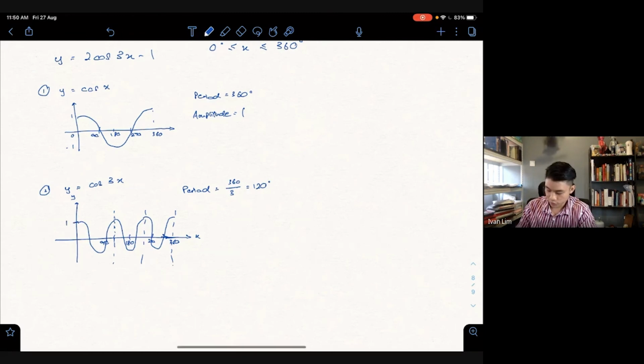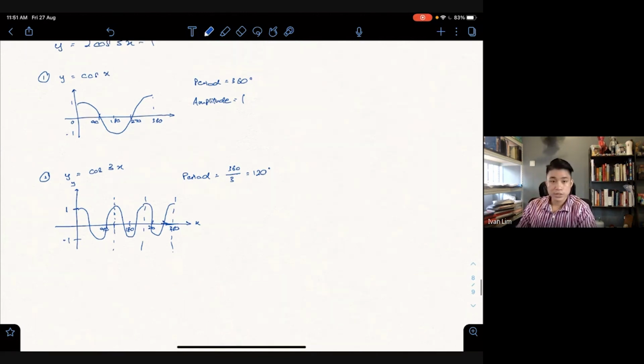Your amplitude is the same, right? Okay, because I haven't changed the value yet. I haven't added the A into it yet. Okay, so this is step 2. All clear? Period 360 over 3. Amplitude still the same. Equals to 1. Okay.